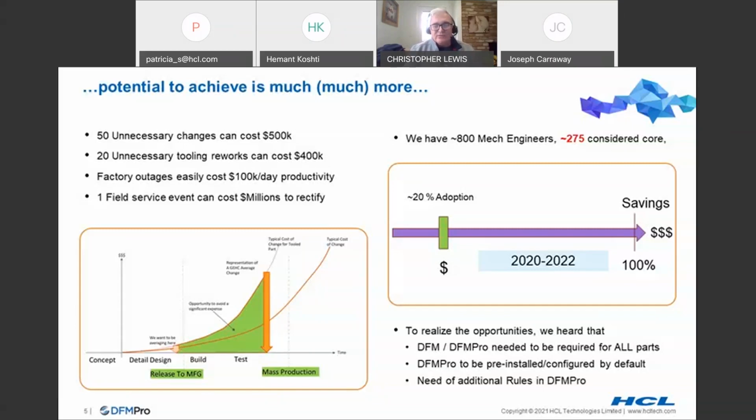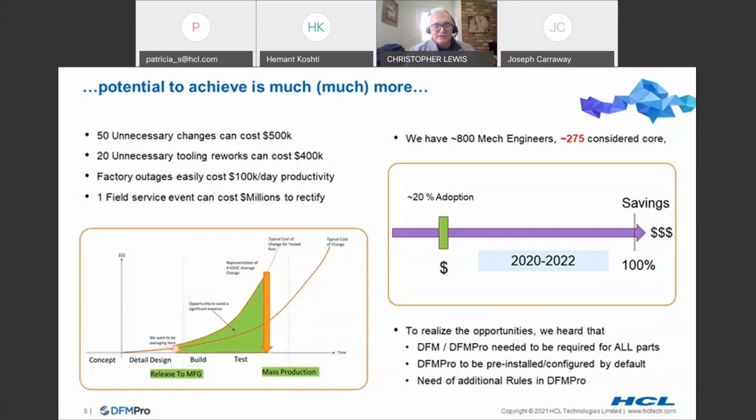All right, so back to what is our strategy? How are we going to move that 20% needle up a bit, towards that 100% goal? We had a lot of discussions. This is not rocket science. You need to talk to your users, figure out what the opportunities are. One of the things that we always hear and can never do is that you have to pass DFMPro for all parts.